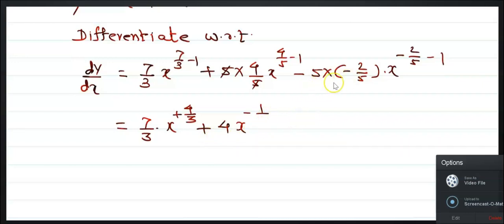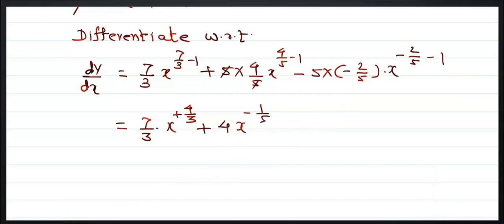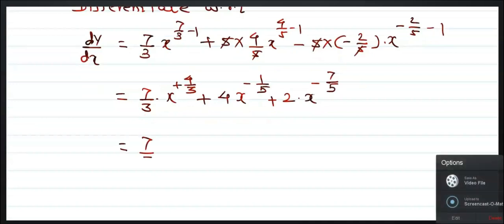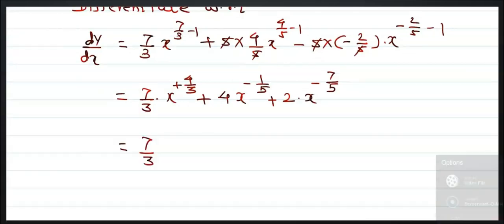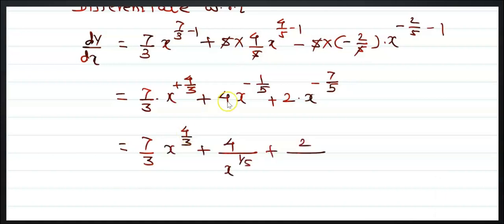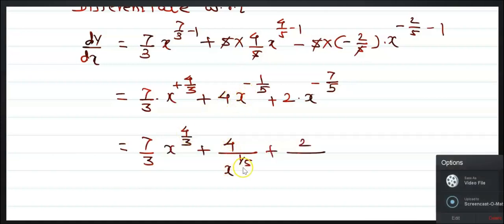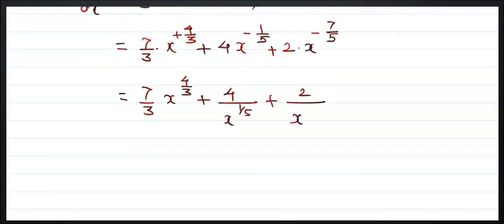And now this minus minus will become plus, 2 and 5 get cancelled, plus 2 into x raised to minus 7 upon 5. The derivative is 4 into x raised to minus 1 upon 5, 2 into x raised to minus 7 upon 5, and therefore 7 upon 3 x raised to 4 upon 3 plus 4 upon x raised to 1 upon 5 plus 2 upon x raised to 7 upon 5, and this is the dy by dx.